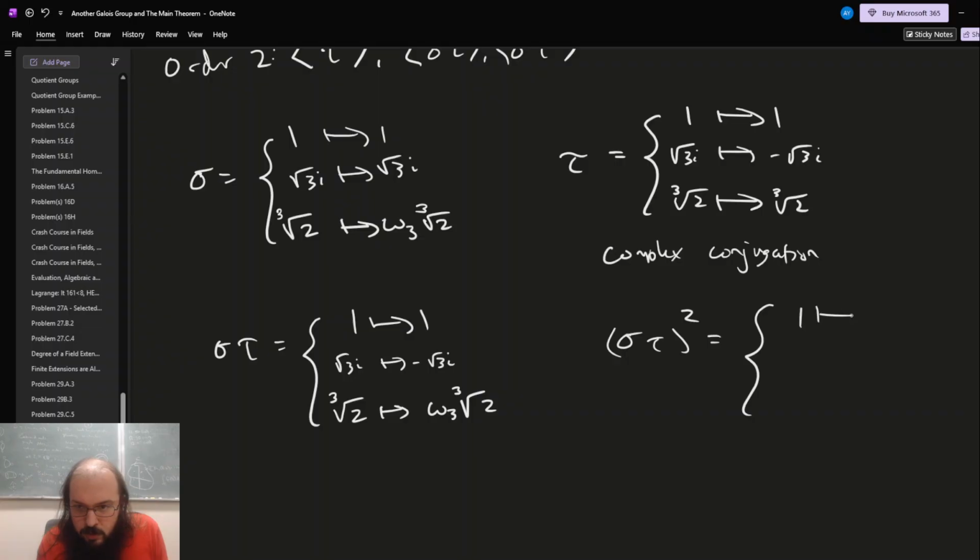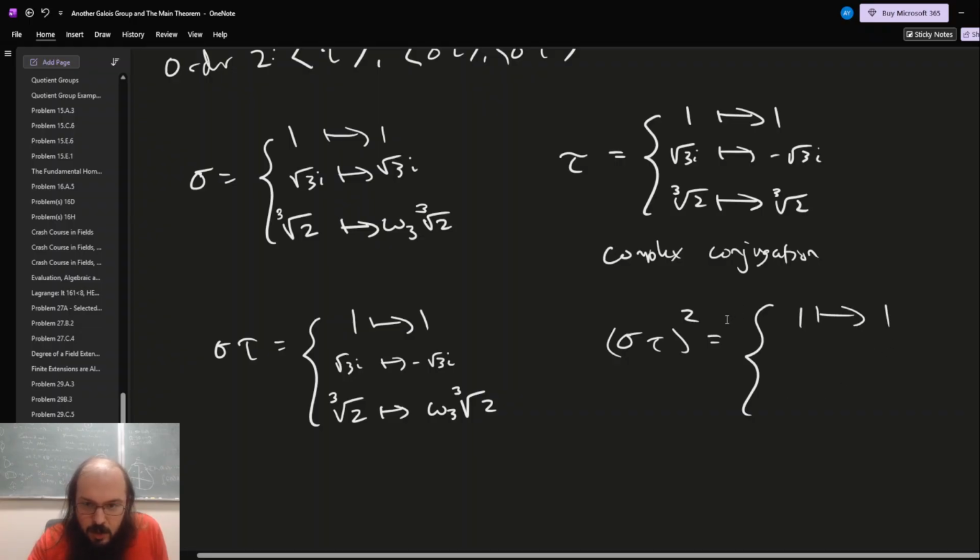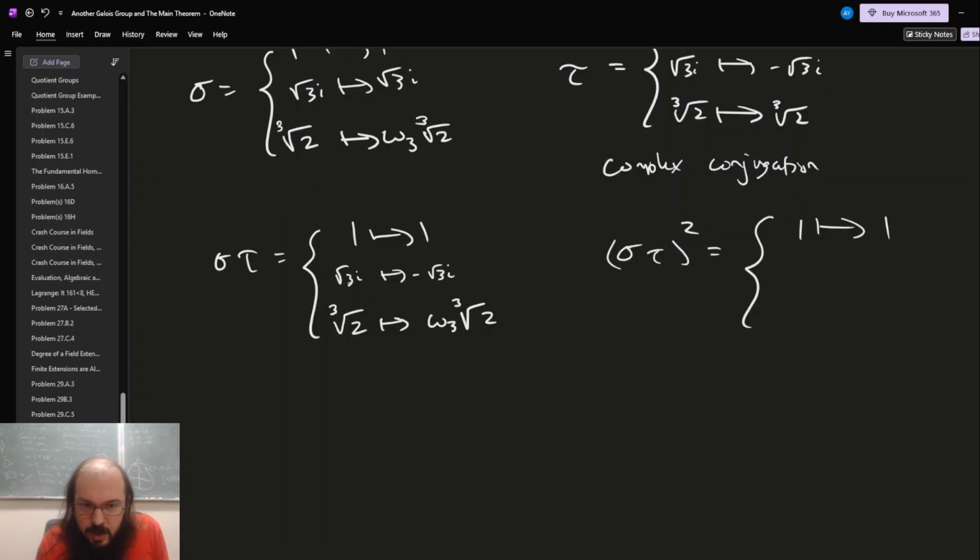Again, we know that 1 goes to 1 because it's always fixed. And now, square root of 3i is evidently sent to its negative, and then this part is sent to its negative, and the negative of the negative gets me back to where I started. So therefore, square root of 3i goes to square root of 3i. The question becomes, what happens to omega 3 times the cube root of 2? So for this, we see that the first time, the cube root of 2 is sent to omega 3 times the cube root of 2.